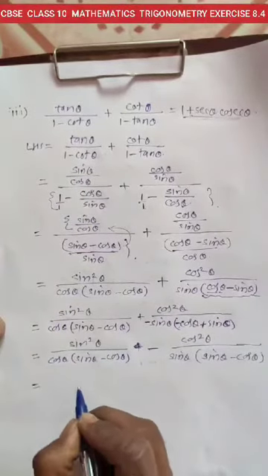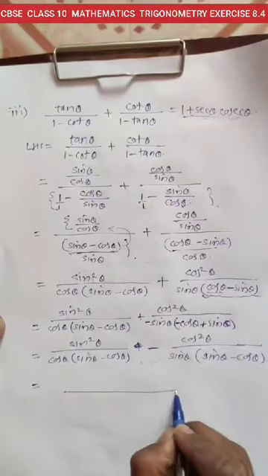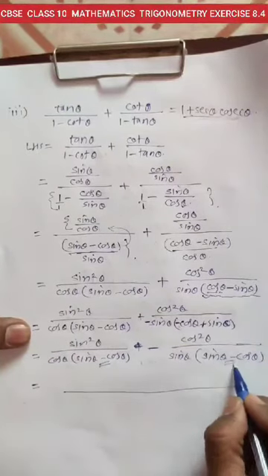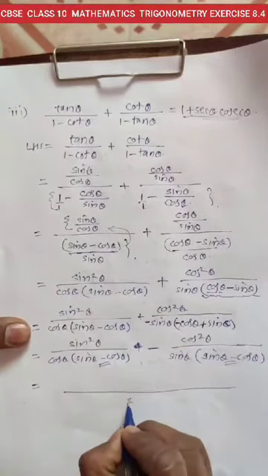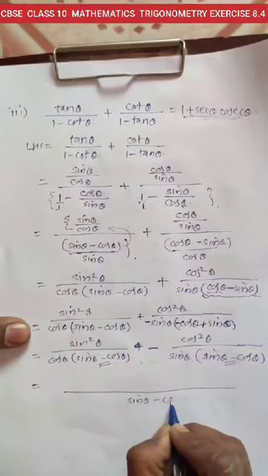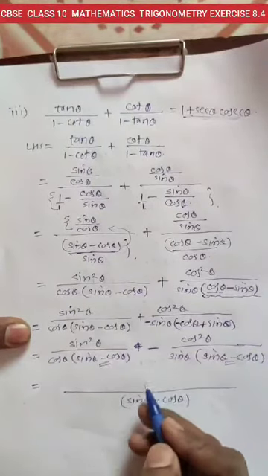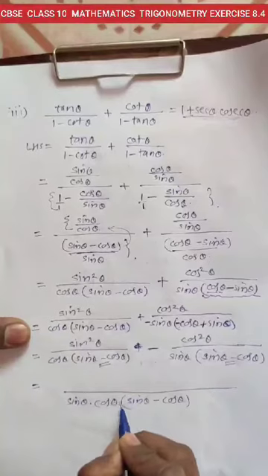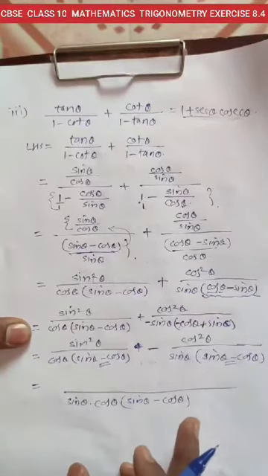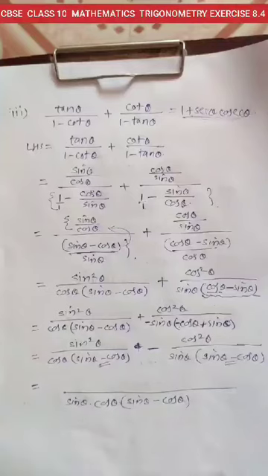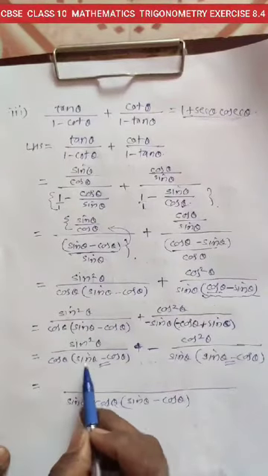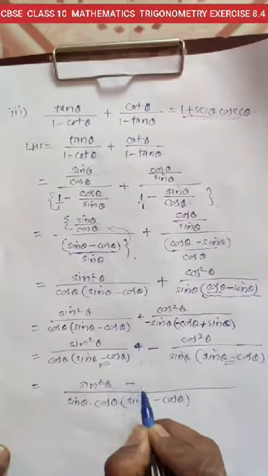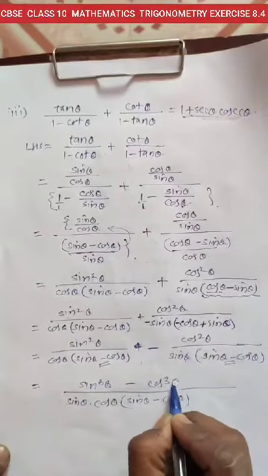After that, just take the LCM from both these equations. This bracket is similar, so write it down only once, that means sin theta minus cos theta. Which terms are not similar? Sin theta and cos theta, so we take them as a product. Sin theta cos theta into bracket sin theta minus cos theta is the LCM for this expression. But here sin theta is absent, so sin theta into sin square theta, sin cube theta, minus cos into cos square, cos cube theta.